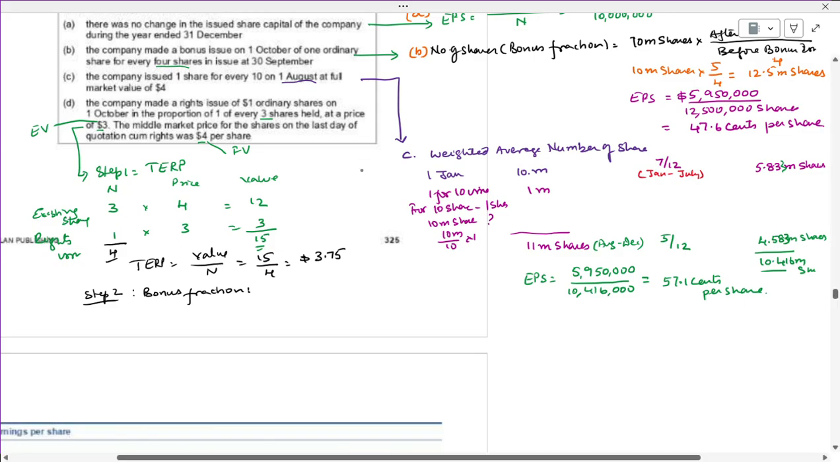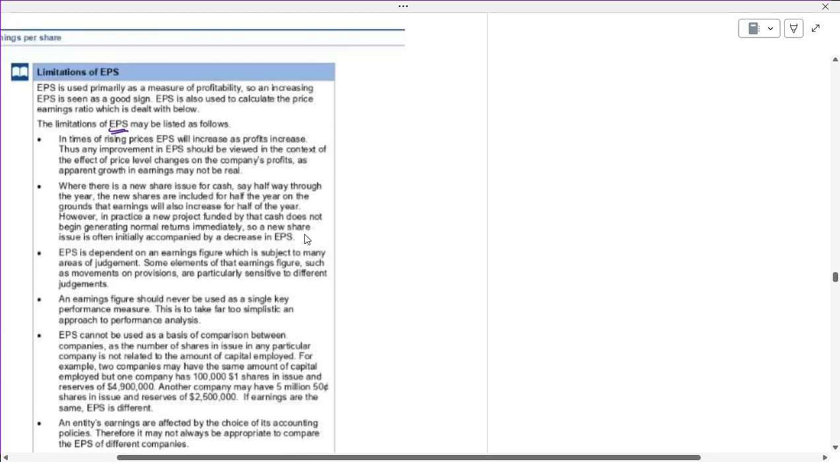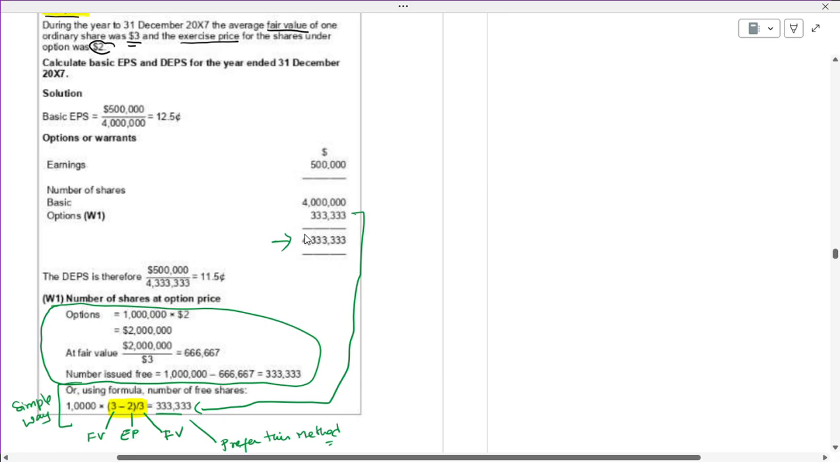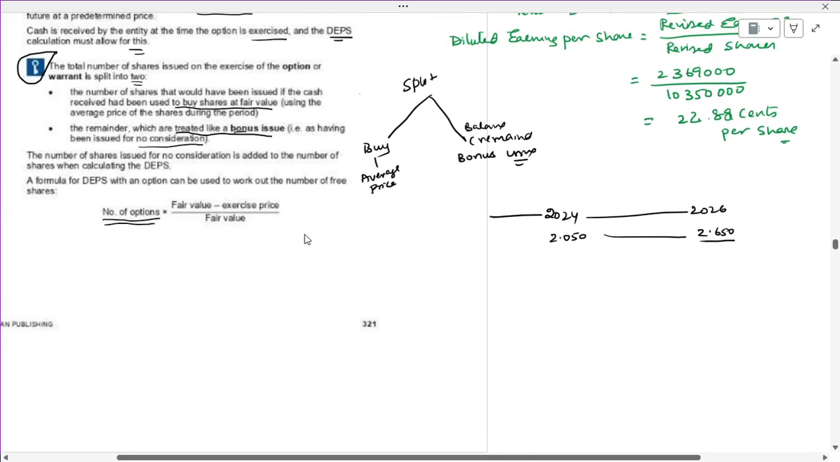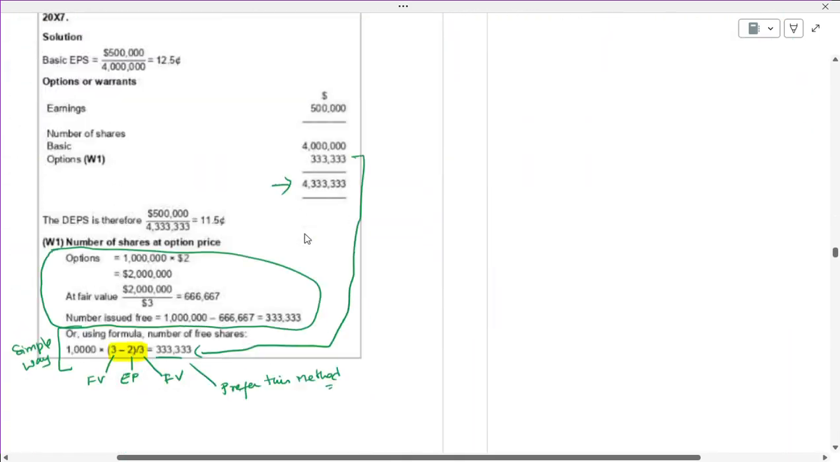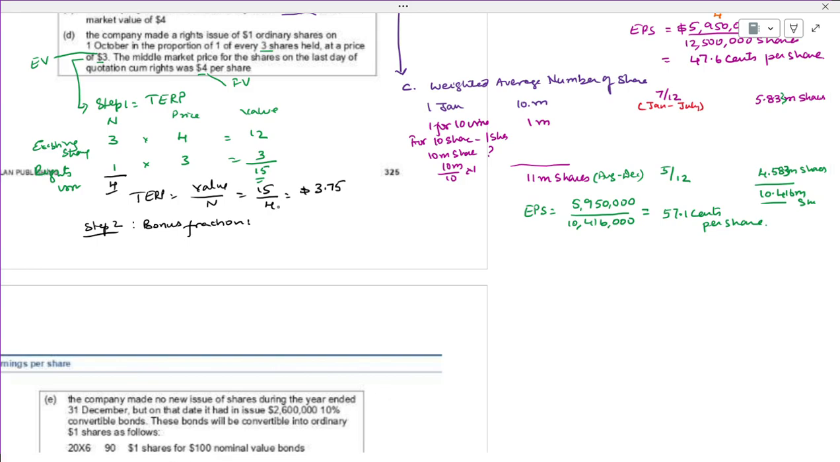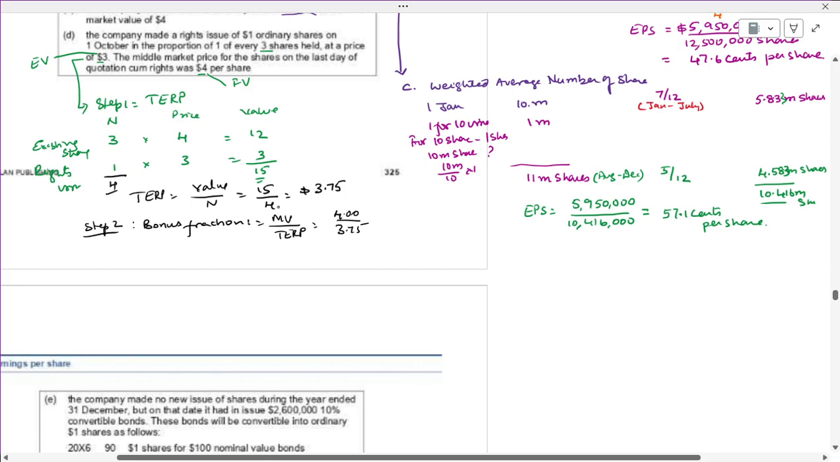Market value per share divided by TERP. Market value divided by TERP. Market value is 4. TERP is how much? 3.75. Now, what is step 3?